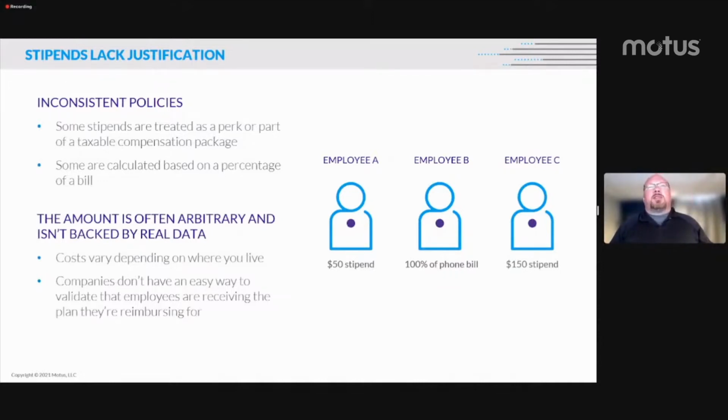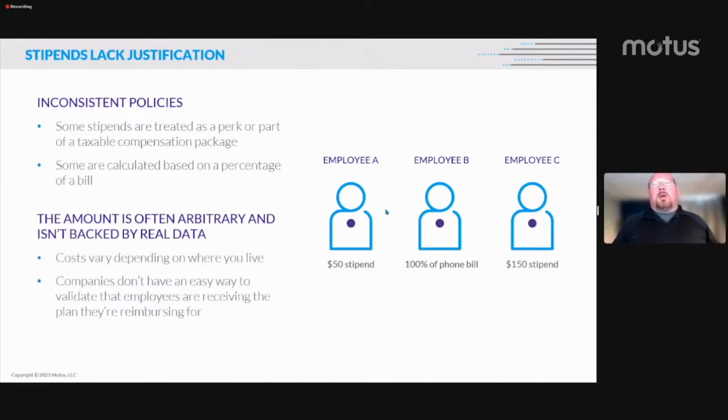But there's no way to tangibly say how much she's using her device for personal use and then for business use. And of course, we know that begins to have tax implications once you exceed a certain threshold of reimbursement. And so how do you create that delineation and that substantiation of personal use and business use? Some companies will do 100% of the phone bill.